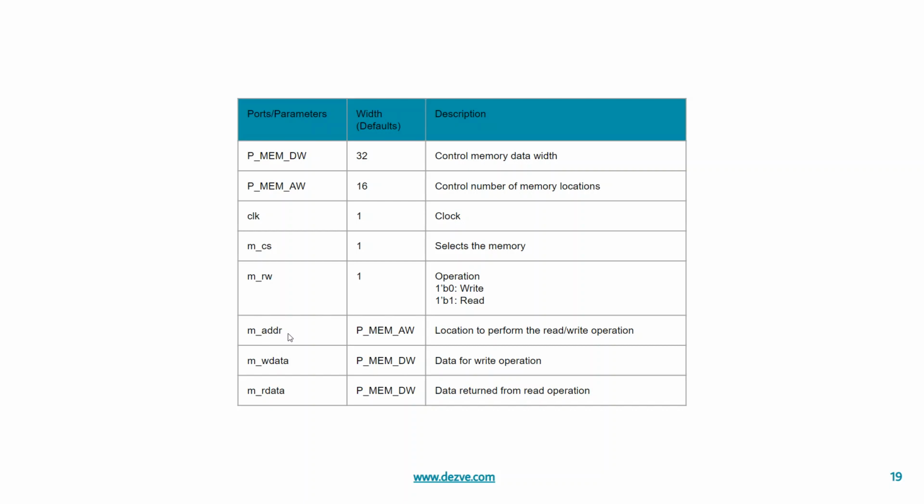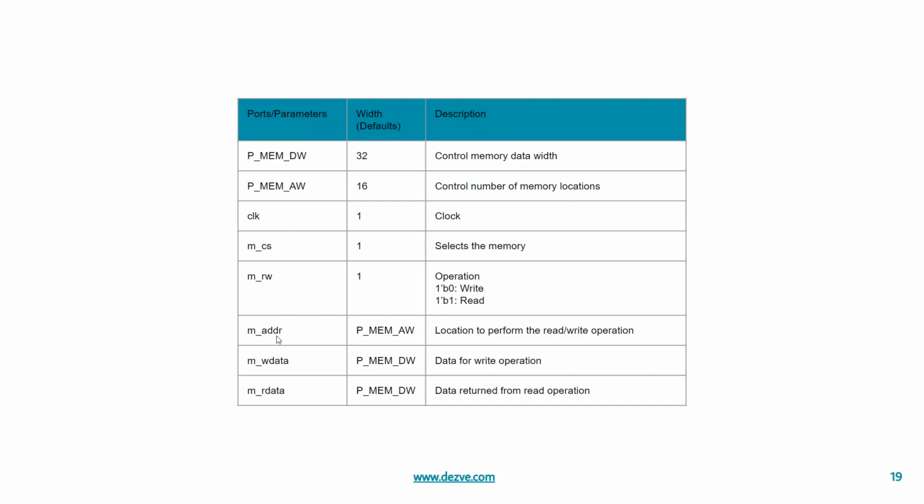We also need an address at which the user intends to perform a read and write. So this address is provided by an input signal called madder, and the width of this is specified by a parameter. So whatever parameter value we pass during instantiation, this port will have that much width. So this specifies the location where the user wants to perform a read write operation.